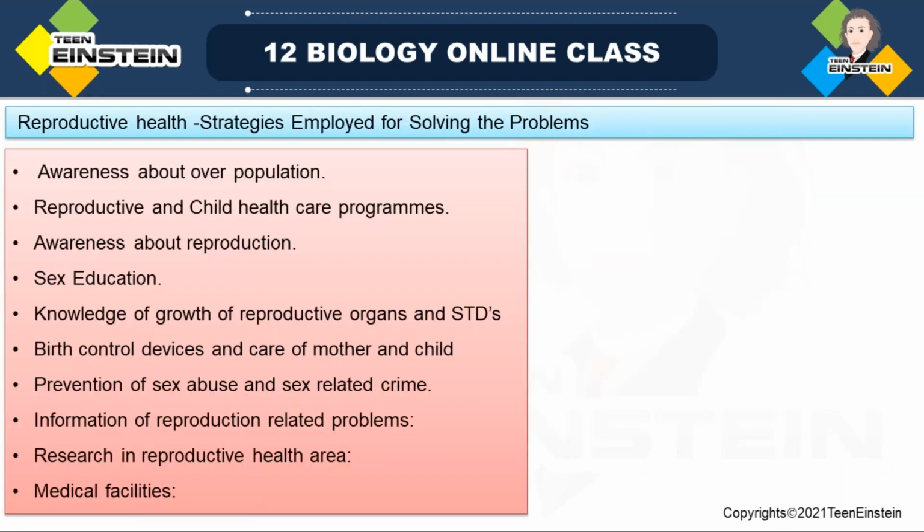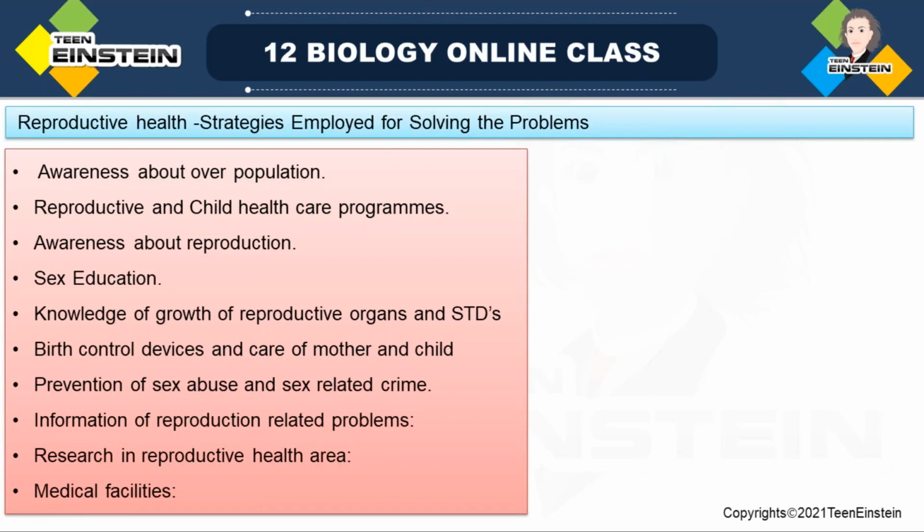Next is reproductive health, then strategies employed for solving these problems. See, now we have discussed the problems related to a reproductively healthy society. Now the strategies, or how we are solving this problem, the strategies employed for solving the problem.